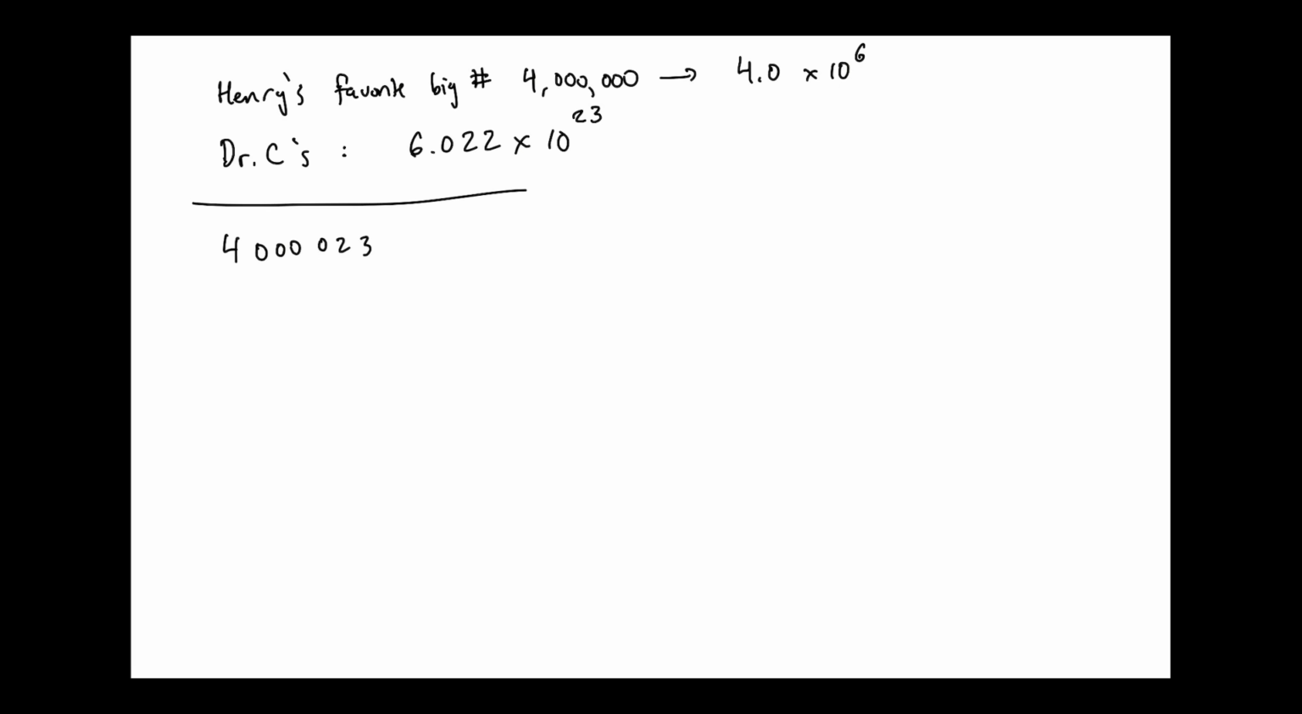4,000,023. How would I write this in scientific notation? Right, I'd have to write it like this. Oh, sorry, 10 to the 6th, not 10 to the 23rd.